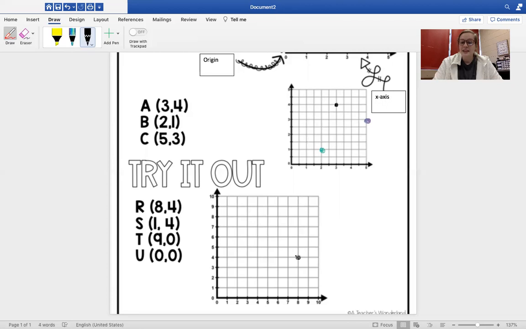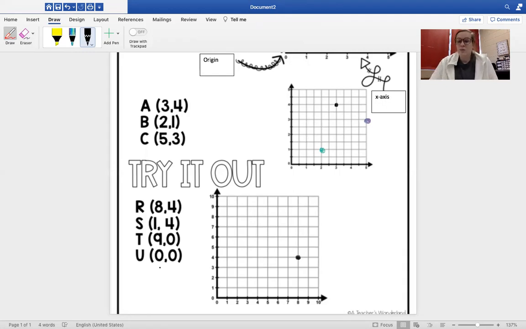Sometimes it's easier if you find 8 and 4 with your fingers, and you can come until your fingers connect to show you where you will plot that point. If it's a little hard to do it on the computer, rather than on a piece of paper, you can put your finger on 8, put your finger on 4, and go up and over until they connect to know where to plot your point.